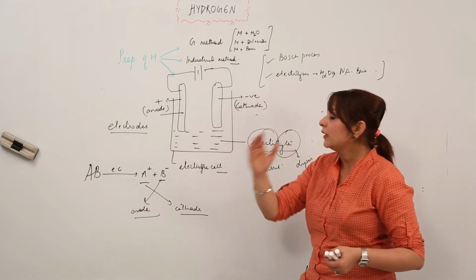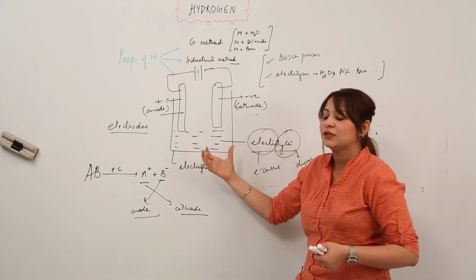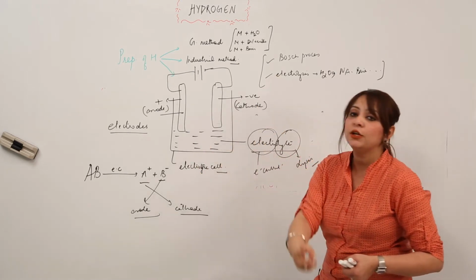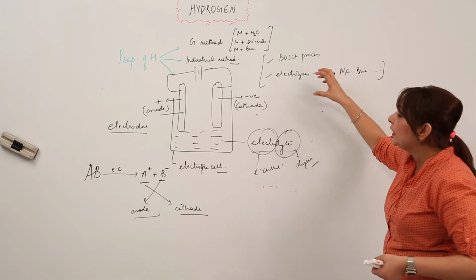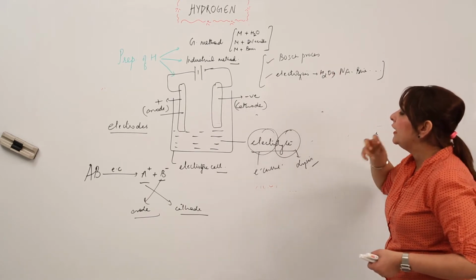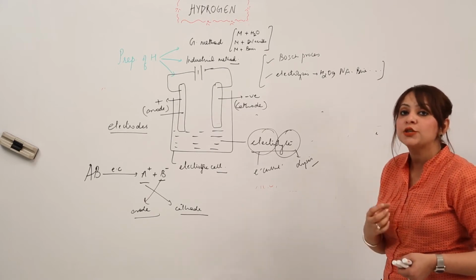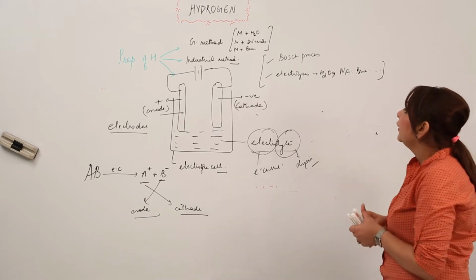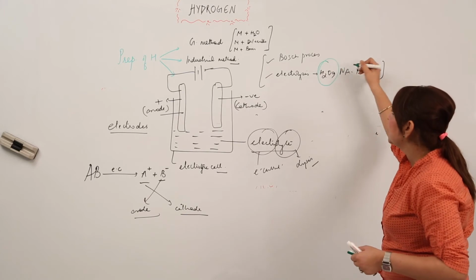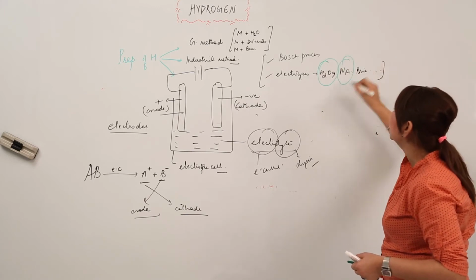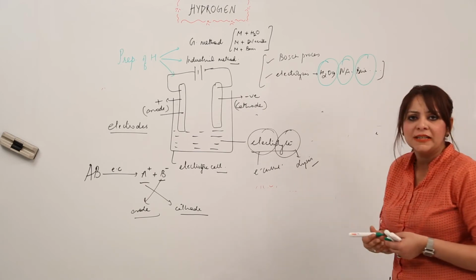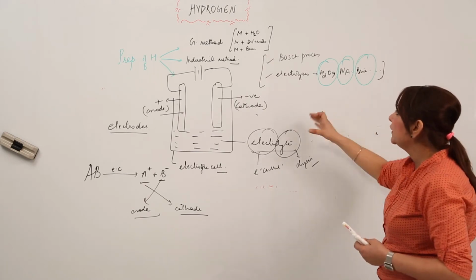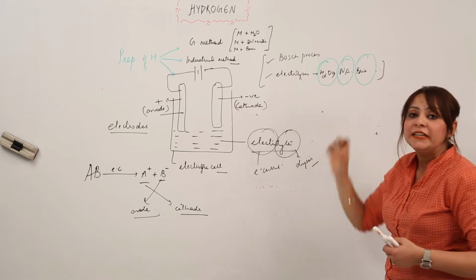So now coming to the main method, why I told you this. The second industrial method of preparation of hydrogen is electrolysis. So which substances on electrolysis lead to the formation of H2? Those substances are water, natural gas, brine solution, and we have many more substances as well. So we'll just look at how the electrolysis of water yields hydrogen.